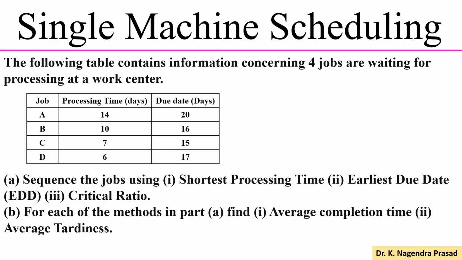date. Then we have to find: question A, sequence the jobs using shortest processing time, earliest due date and critical ratio. Question B is, for each of the methods in part A, find average completion time and average tardiness. Let's see the solution.